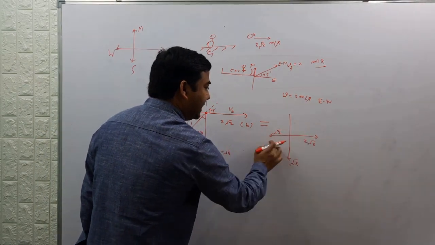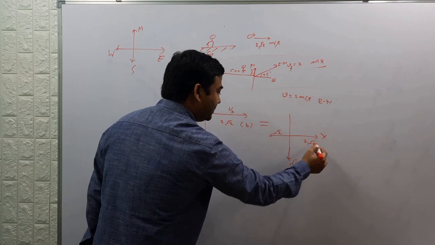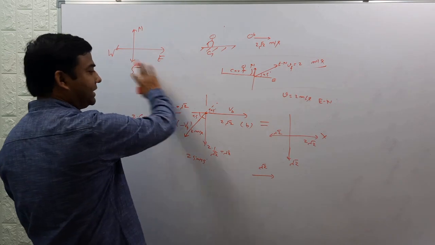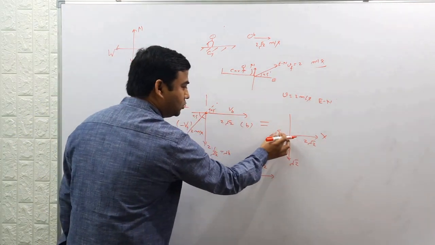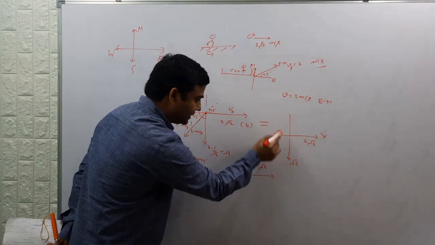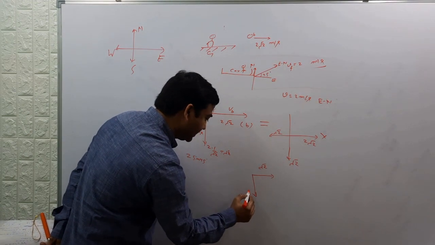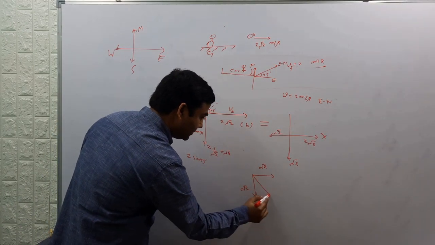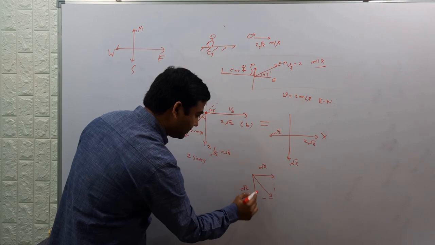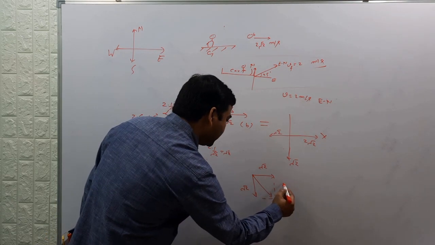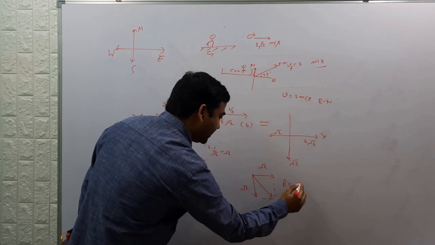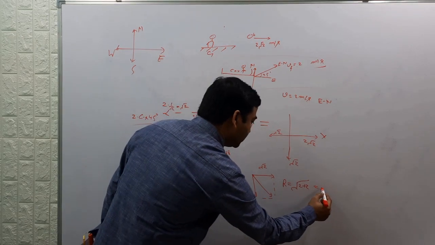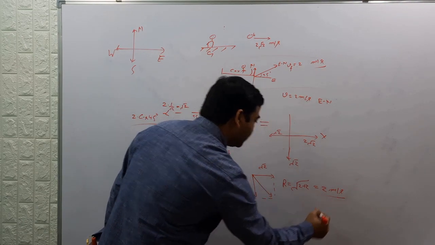So net vector in x-axis direction is under root 2. In eastward direction you can say under root 2. 2 root 2 minus under root 2, that is under root 2. And this vector in perpendicular direction is under root 2. Resultant of this and this vector, that is this. And this is resultant vector R. R is under root 2 squared plus under root 2 squared, equal to 2 meter per second.